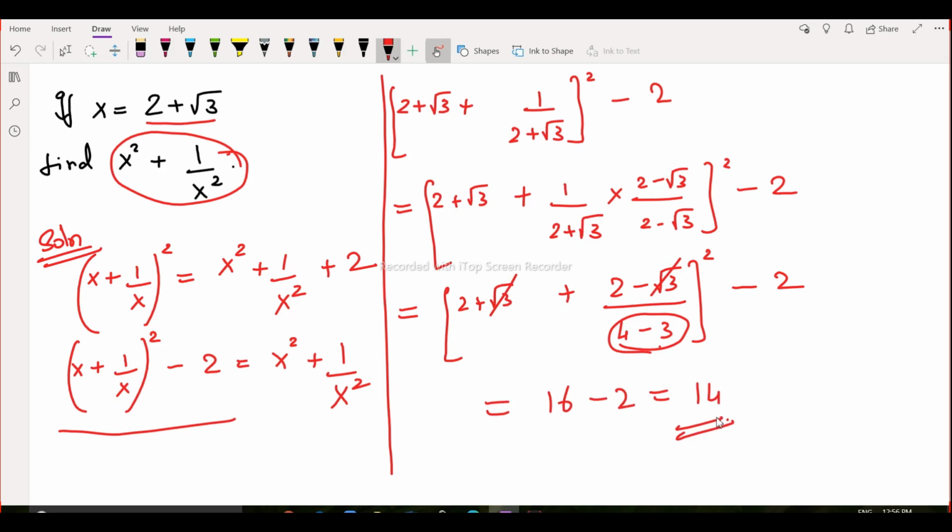Once we know rationalizing, we know how to manipulate this question. So it would be very easy to solve questions with denominators which have irrational numbers.